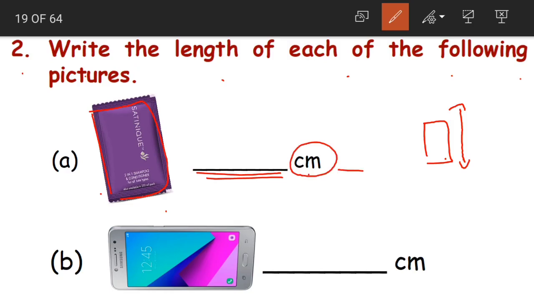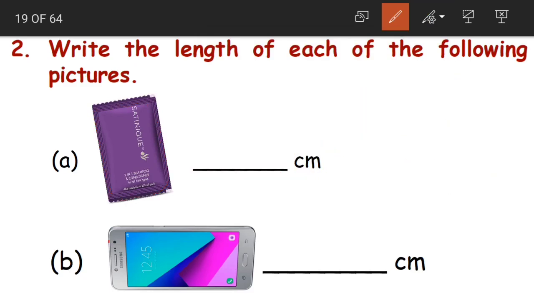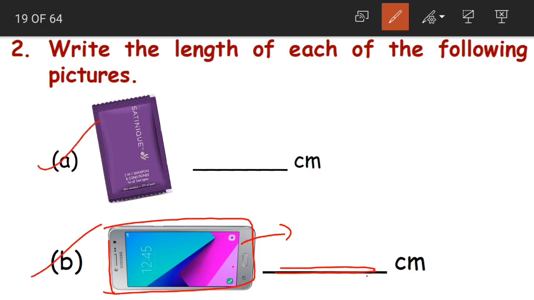Measure it in centimeters. That means you can use a ruler or the scale that you have. How do we measure? The object is to be placed along the edge of the scale and then you read the length of the given object using the scale. And the second one is a mobile phone. We all have mobile phones at home, so try to measure the length of any mobile phone at your home and write the length here. Yes, we have to measure the length of these two objects using a scale and write the answer in centimeters.